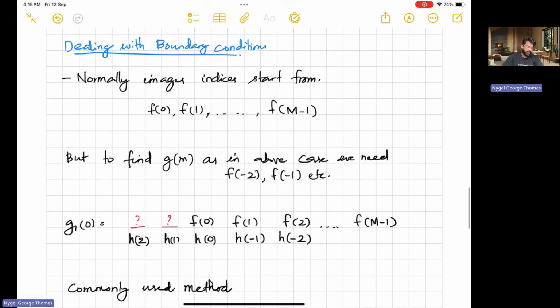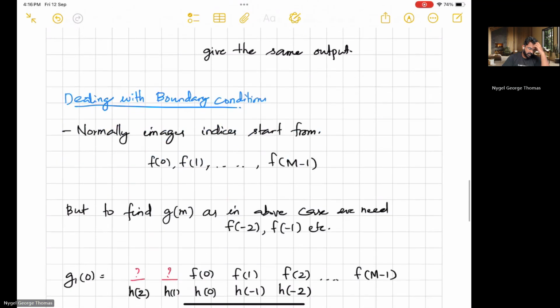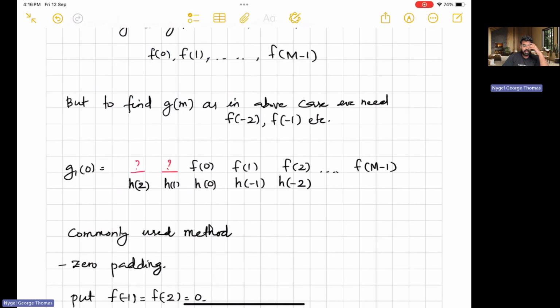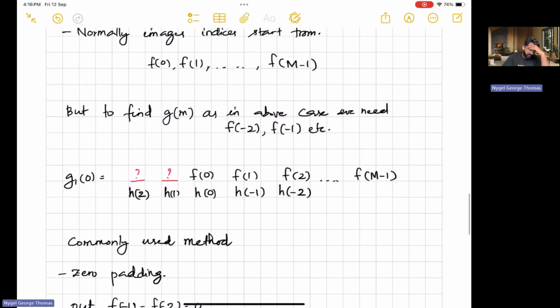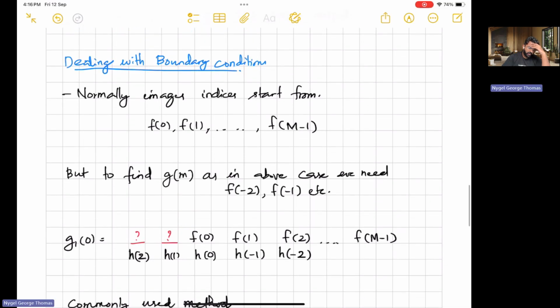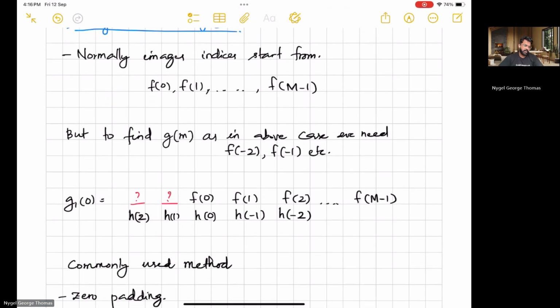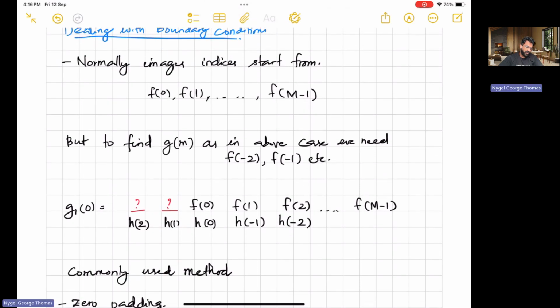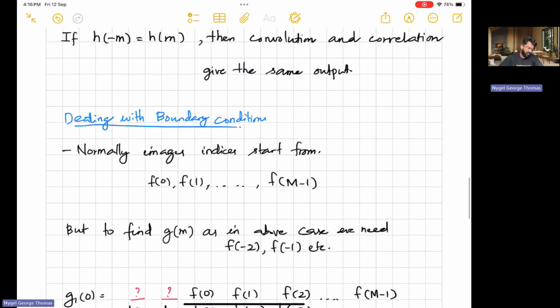One more thing we have to look at is how we deal with the boundary conditions. Boundary conditions in the sense that we've already seen the indexes of images start from only f of 0, f of 1, etc., up to f of m minus 1. But to get some terms of convolution, not all, we need to multiply with the previous values of the function. Like we need to find g of m in some cases. We need f of minus 2, f of minus 1, etc. How do we get this?